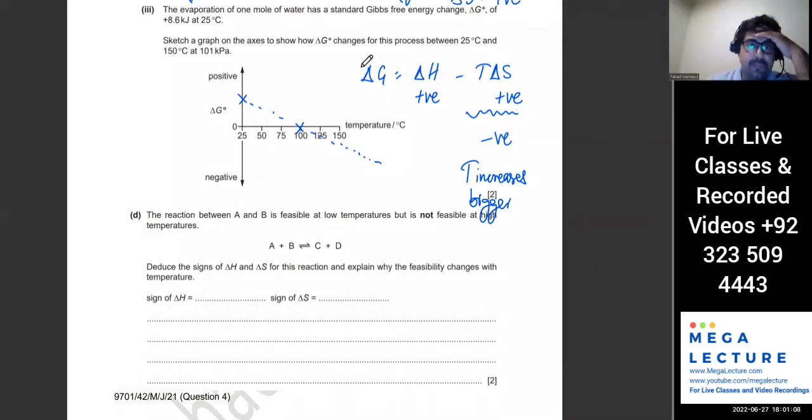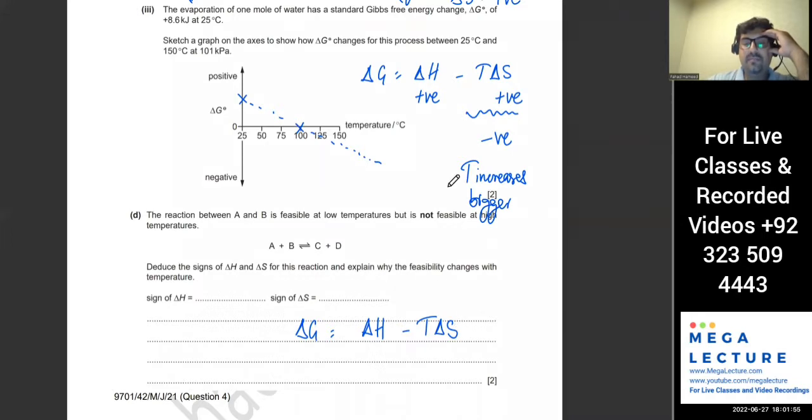The reaction between A and B is feasible at low temperatures, but is not feasible at higher temperatures, right? And he's saying predict what the sign is, right? So now we have to make some guesswork. So I've got delta H and minus T delta S.